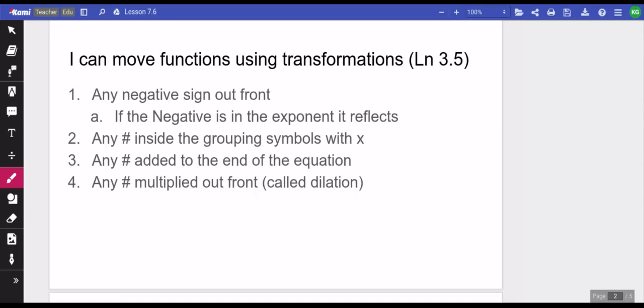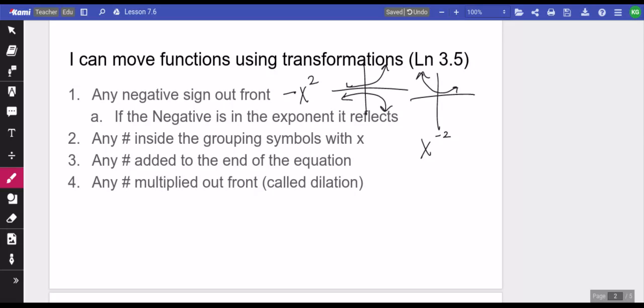So any negative sign out front will flip our exponential function. If the negative sign is in the exponent, it reflects. So if we have like a negative and then x to the second, originally our x to the second would look like this. And if we do the negative out front, it's going to flip it this way from growth to decay. However, if we have a negative in the exponent like this, it's going to take our original one and flip it upside down. So it actually could have 2 flips. It could flip left to right and also flip up and down.